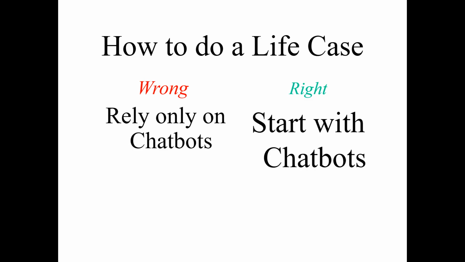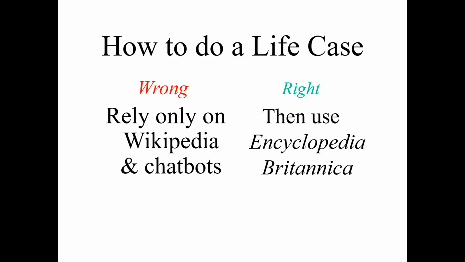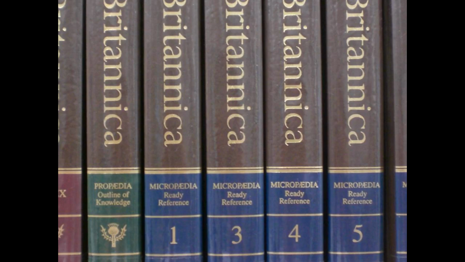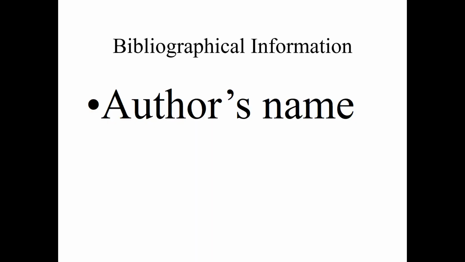Start with some chatbot to give you a rough idea of this person's life, why this person's important, and maybe some of the best sources of information about the person. But don't stop with these sources. Then go on to a really good encyclopedia where an article by an expert has been assigned to write about this person. Encyclopedia Britannica is one of my favorites.